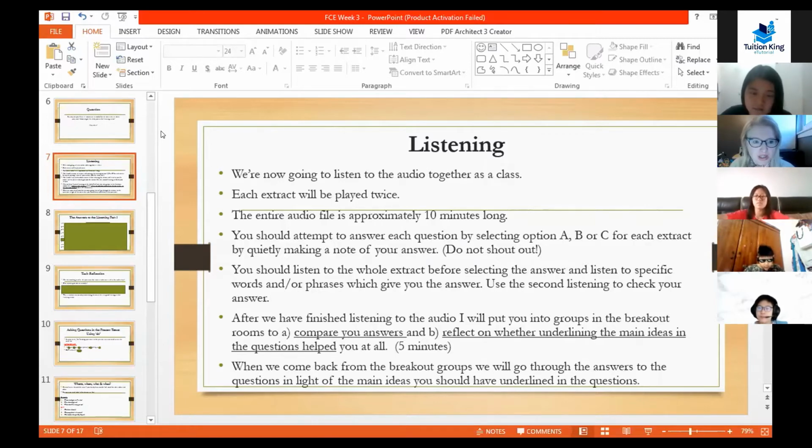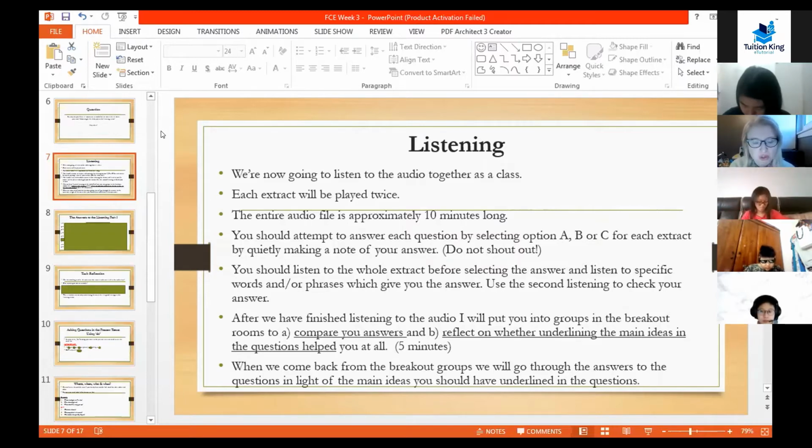As I mentioned, make sure you read your questions, and also remember that you have underlined the main idea as well for these questions. And when we go through the actual answers for the listening test, I'll also give you the suggested underlined main ideas at the same time. So we're looking at the answers for both exercises together.